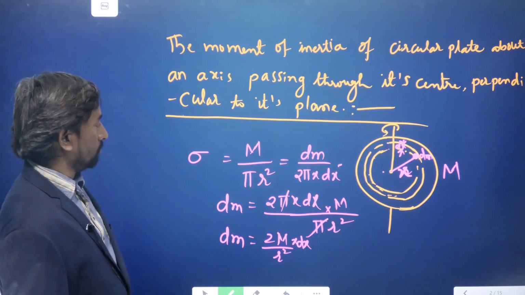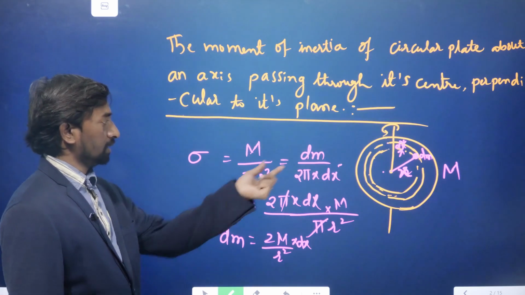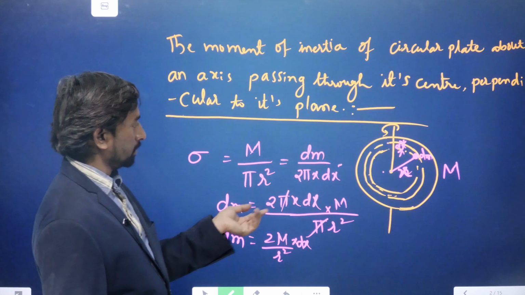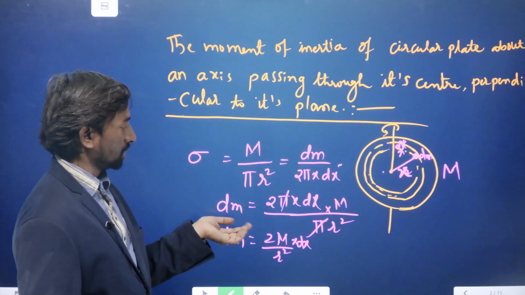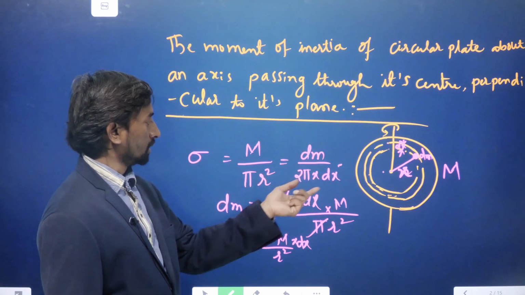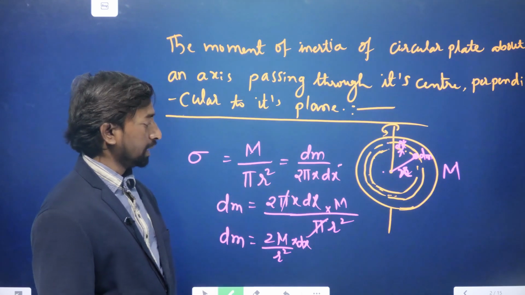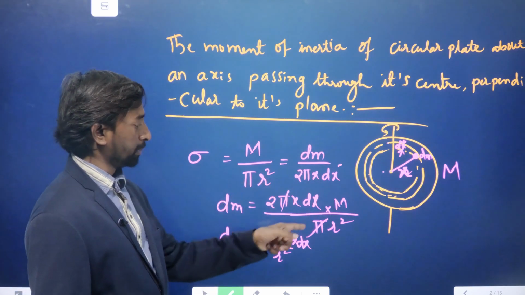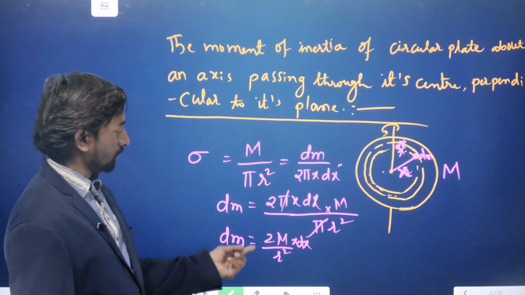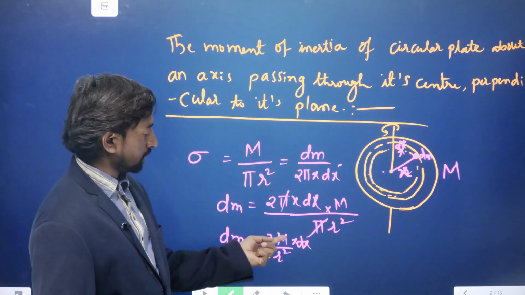From that equation we will get the dm mass. Doing the cross multiplication, dm equals 2 pi x into dx into M by pi r square. Now pi and pi cancel, so the remaining value is 2 capital M by r square into x dx.